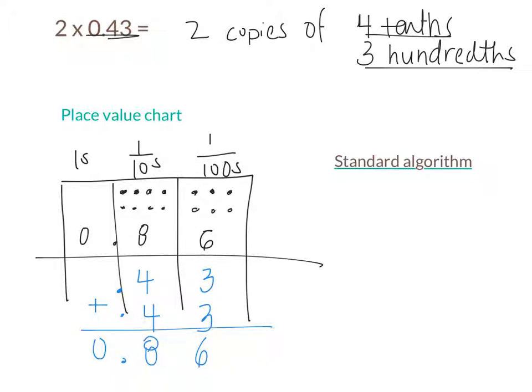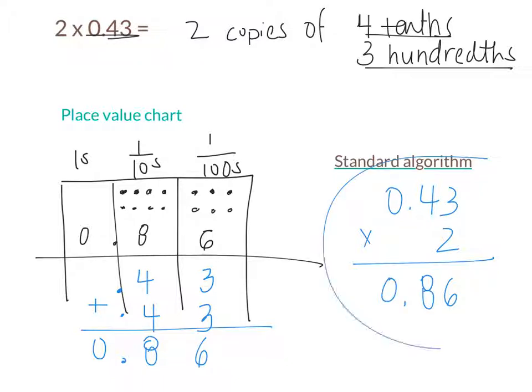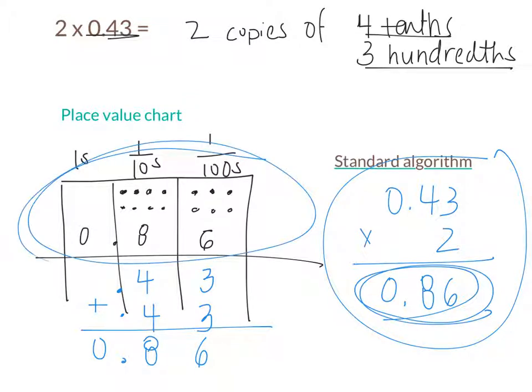Now in standard algorithm, I would write it using my number, 0.43, and I'm making 2 copies of it. Again, you'll notice that I'm just aligning everything on the right, and my answer was 86 hundredths. Okay, so this is the equation. This is the answer in standard form. This is modeling it on a place value chart. You need to be able to do all 3 of those ways.